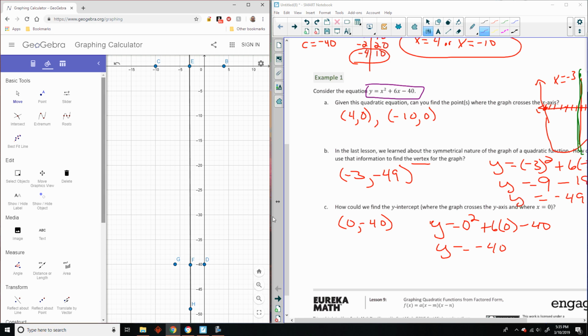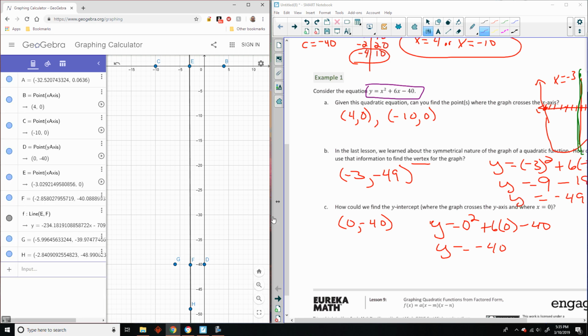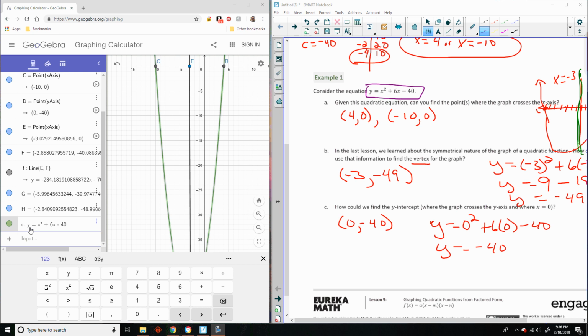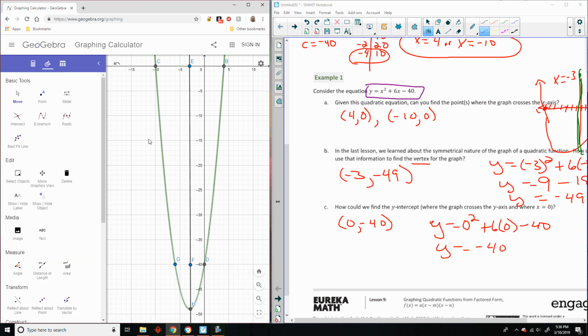Okay, I'm not going to draw that in here. I could. So if I go here and input my equation, which is x squared plus 6x minus 40, let's do that. Okay, so just to save time, I plugged in y equals x squared plus 6x minus 40. And when I did that, then it went through those points. So now you can see my parabola. Okay?